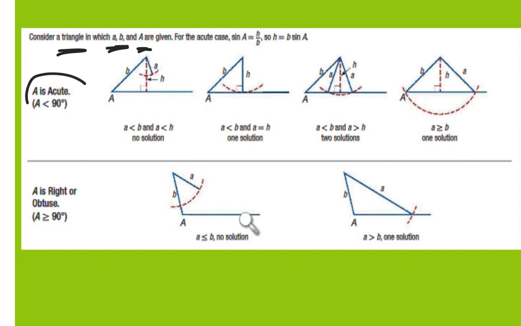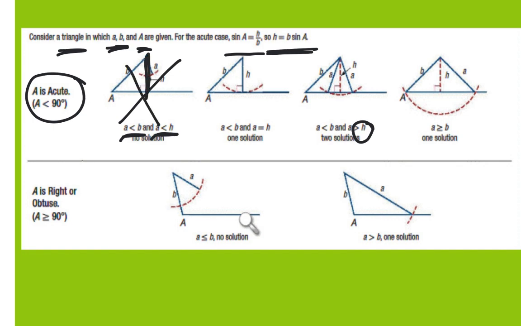So this first part's for an acute angle, when angle A is less than 90. And sine of A is equal to H over B, so H is equal to B sine of A. So first case is that if A is less than B and A is also less than H, then there is no solution, so you don't have to worry about it because H is that length right here.